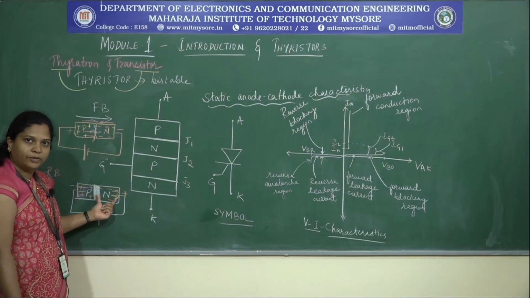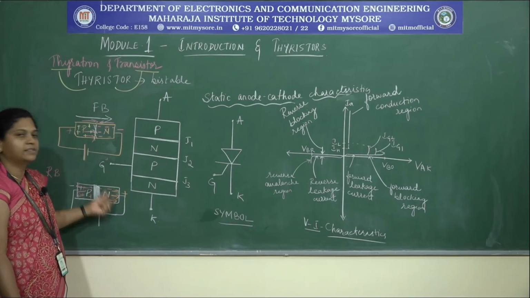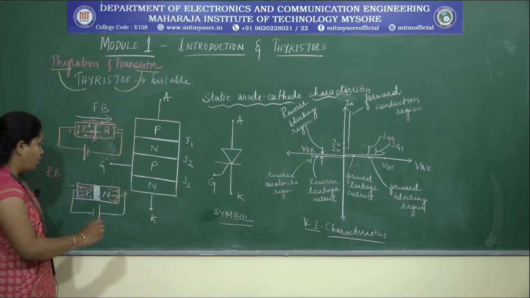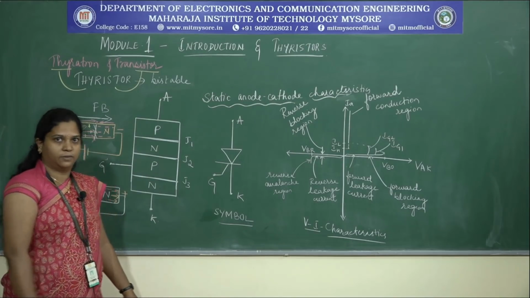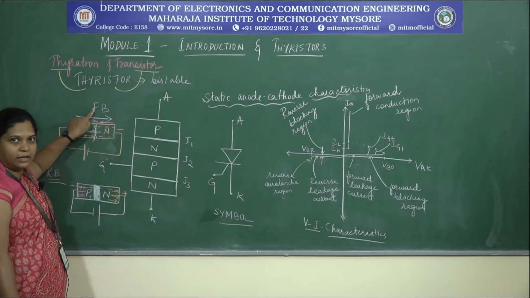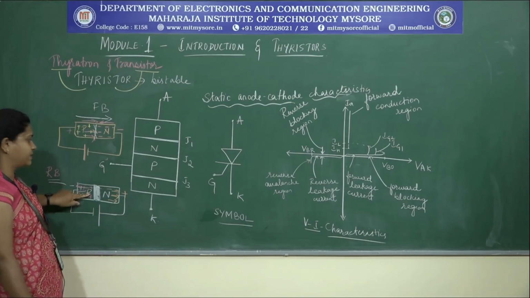If there is no flow of current, the device is said to be in its off state, also known as the reverse biased condition. So, this is clear: forward bias condition and reverse bias condition.